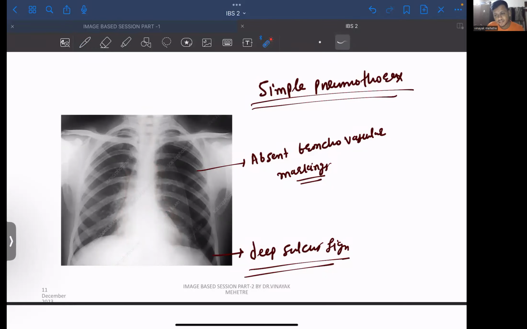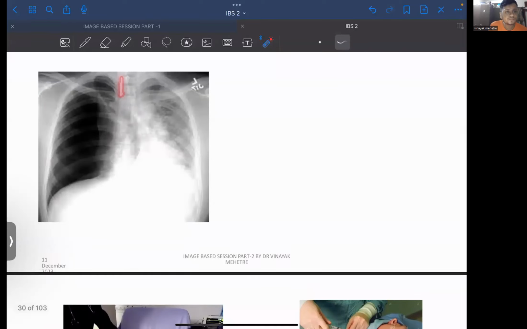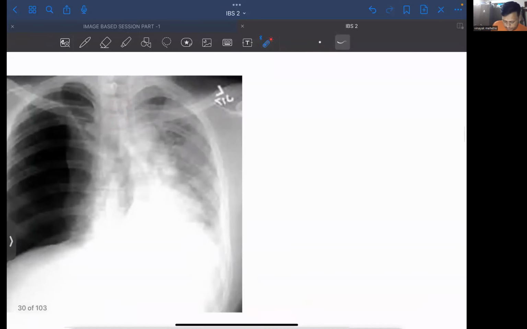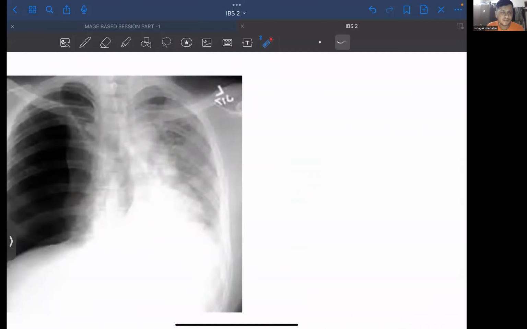अब टेंशन न्यूमोथोरैक्स में क्या मिलेगा? We will see same features: absent bronchovascular marking, visceral pleural reflection, deep sulcus sign, but heart should be like this, right? Trachea should be over here. Take a look, trachea इधर शिफ्ट हुआ है, tracheal rings मिल रही है. So does the right border of heart. यहाँ पे हार्ट आ चुका है.